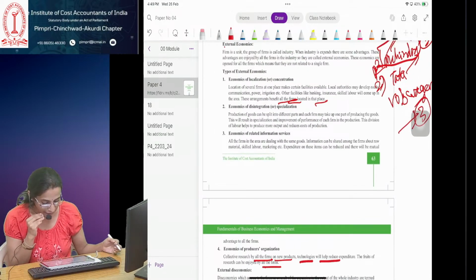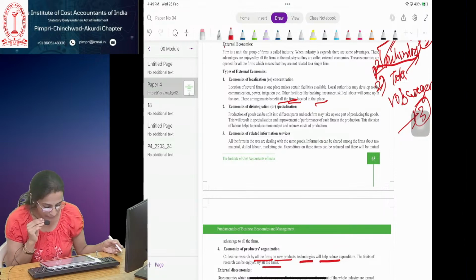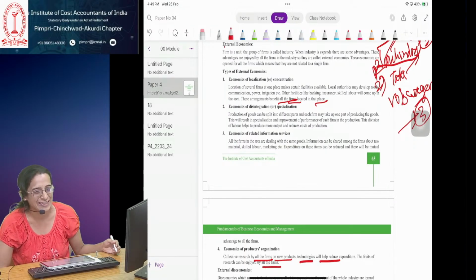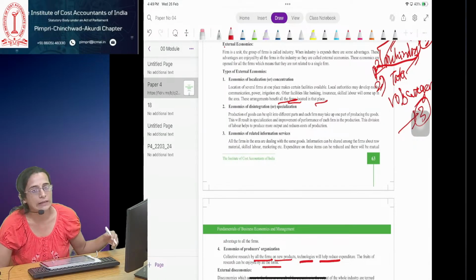Economies of related information services. All the firms in the area are dealing with the same goods. Information can be shared among the firms about raw material, skilled labor, marketing. Do firms share this? Mostly they avoid sharing this, right? Because in this competitive market, most of the firms don't try to share this information, right?